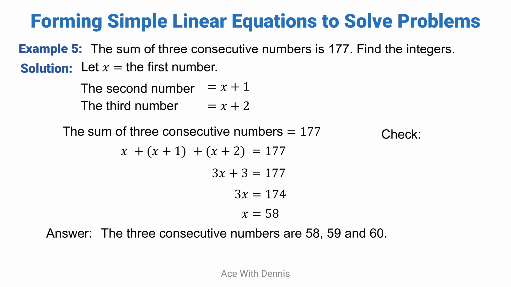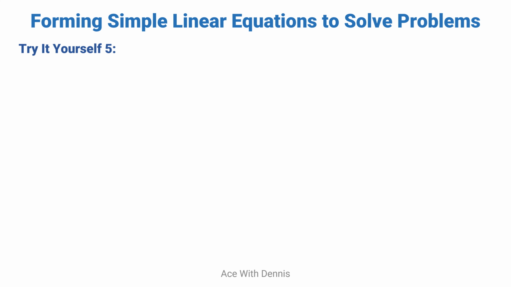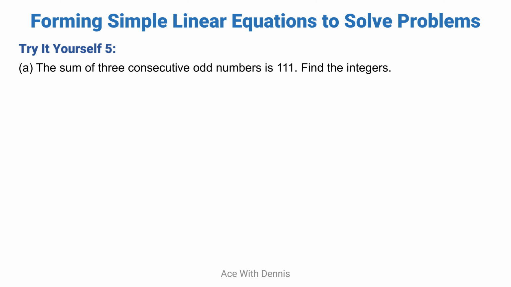Now, we can check the answer here. So, 58 plus 59 plus 60 equals 177. Hence, the answer is correct. Try it yourself. 5. A.